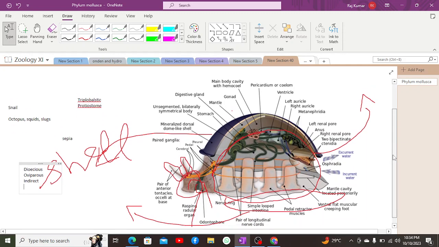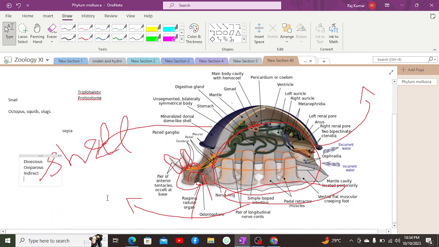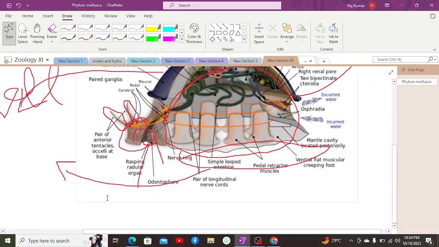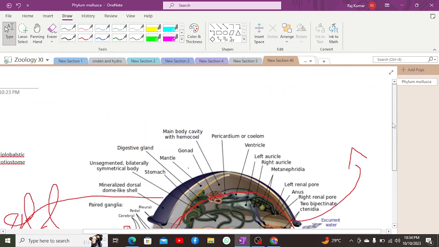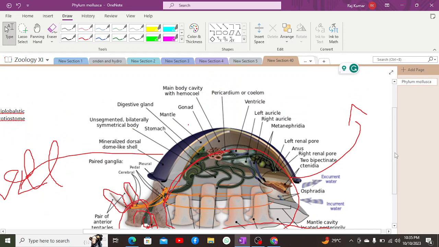Apart from this, they also have some other characteristics, including their circulatory system. They have an open type circulatory system with hemocoel, with their blood flowing in the hemocoel. Even though they have a heart and blood vessels, their blood directly mixes with the organs in the hemocoel, which we are going to discuss further in our upcoming classes.